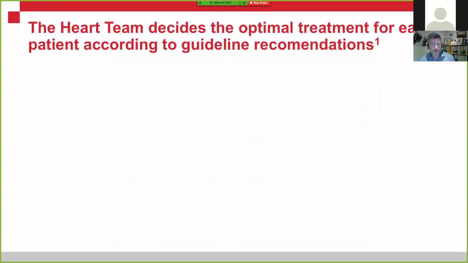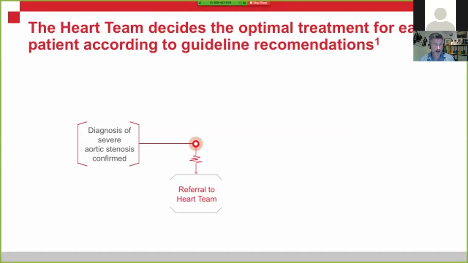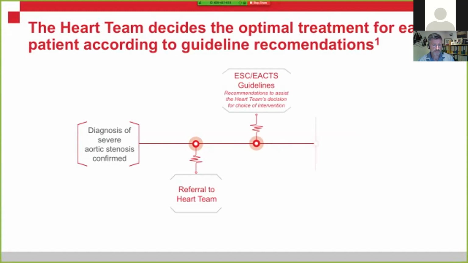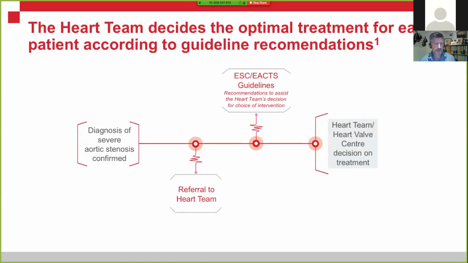In terms of what happens to patients once they've been diagnosed with severe aortic stenosis, most secondary and tertiary centers now have a multidisciplinary heart team, made up of cardiologists, anaesthetists, cardiac surgeons, to decide the best strategy for managing these patients. Very rarely now is this decision undertaken by just one cardiologist. It's often referred through to the heart team, because the treatment options are now more varied and a little bit more nuanced than they were 10 or 15 years ago.